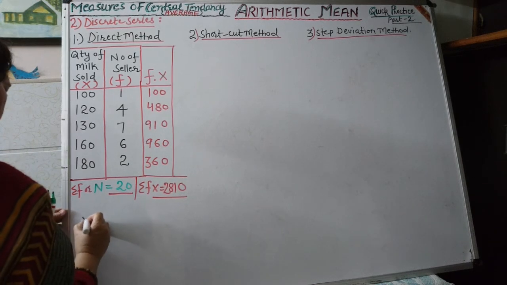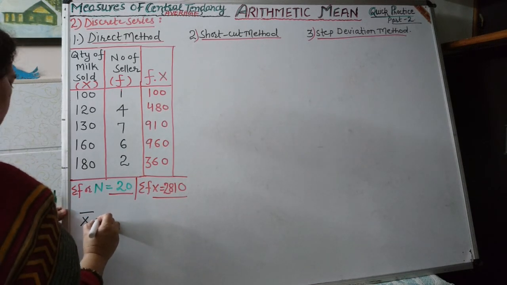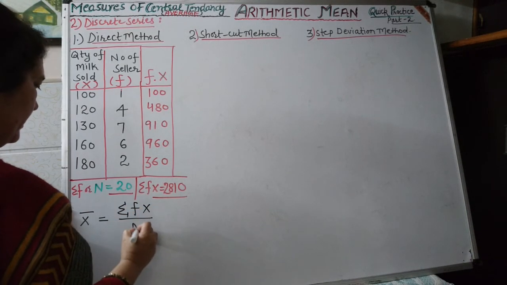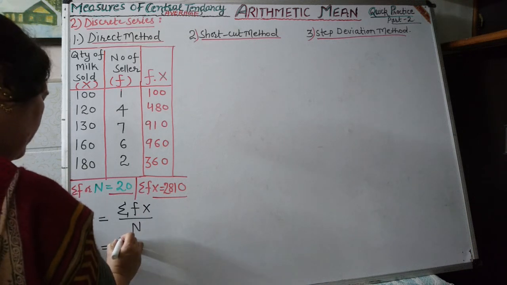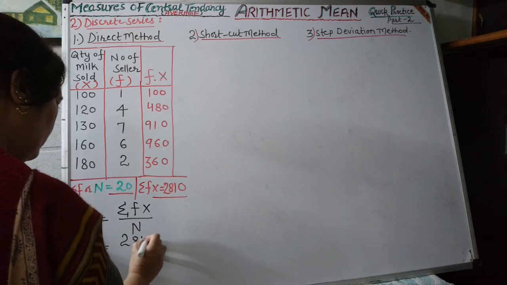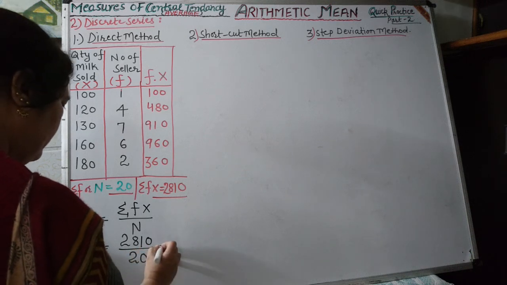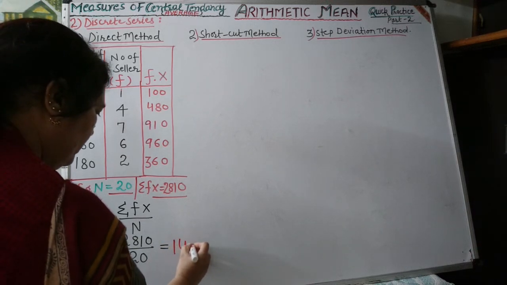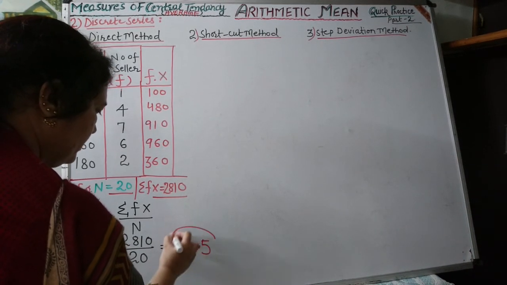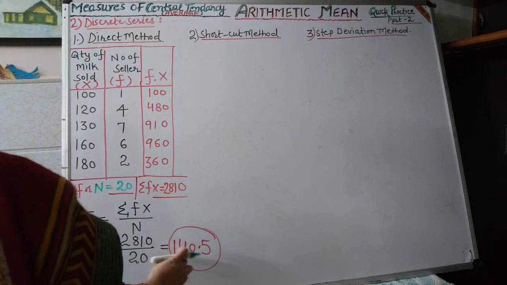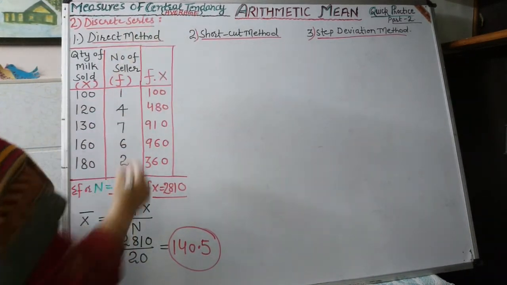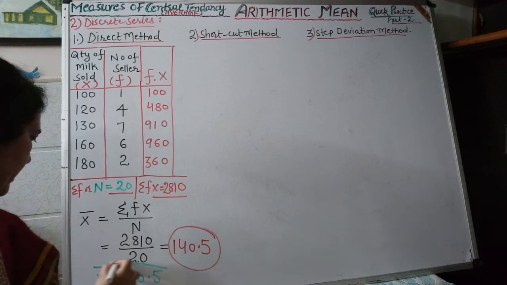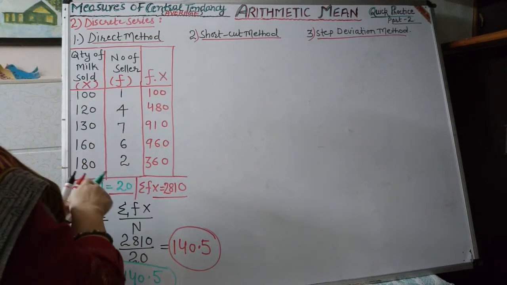I am writing down the formula for the calculation of arithmetic mean in discrete series by direct method. Sigma fx divided by n is equal to 2810 divided by 20, which is equivalent to 140.5. So 140.5 is the answer of arithmetic mean. The value of arithmetic mean is 140.5 by direct method in discrete series.